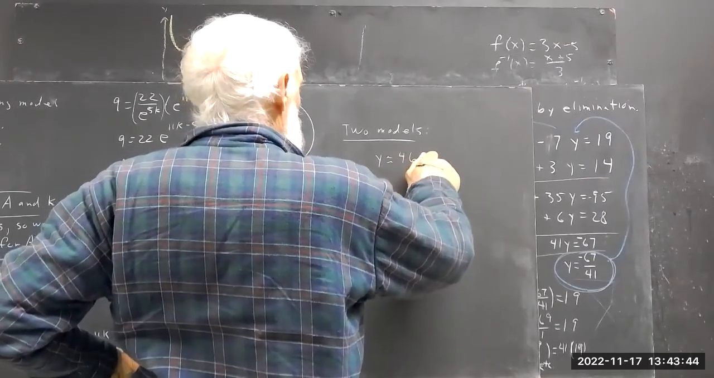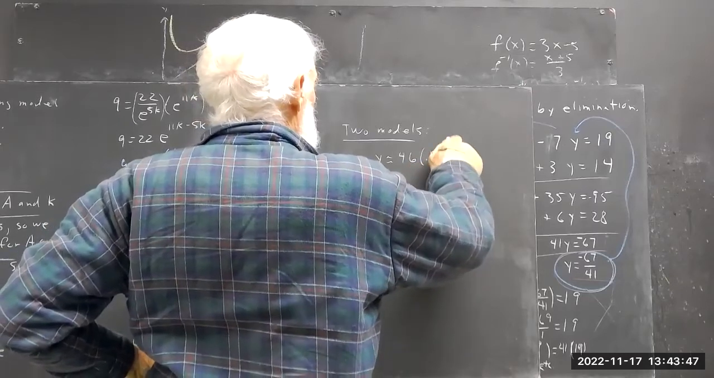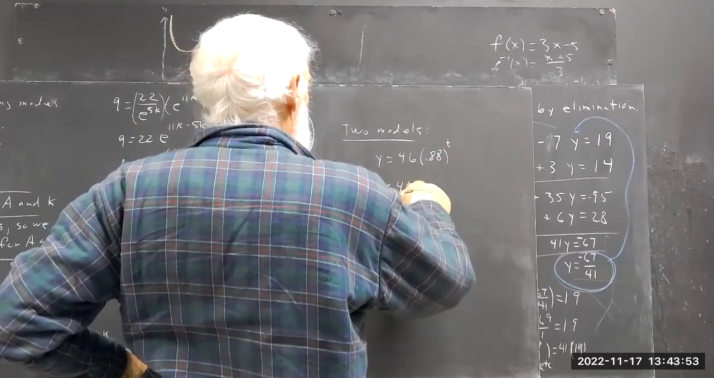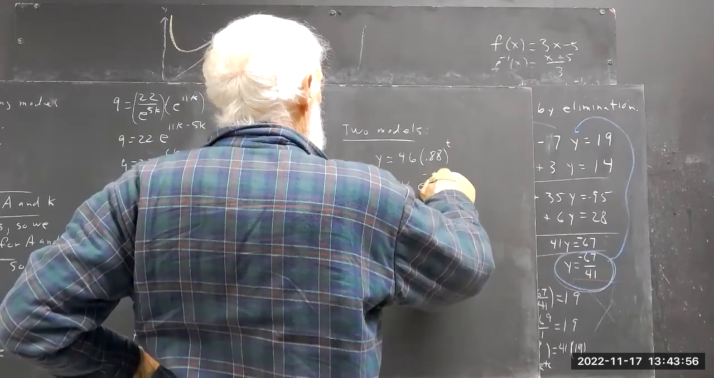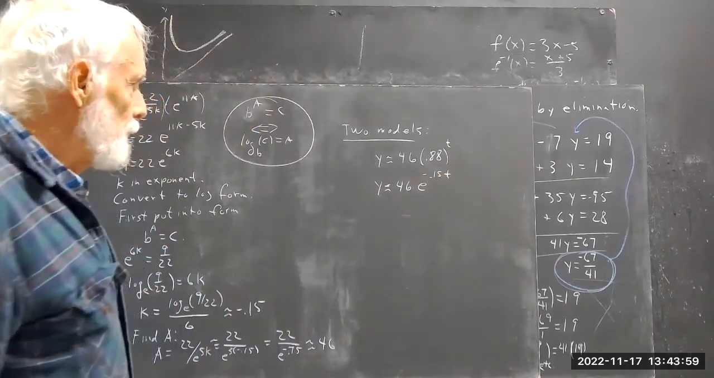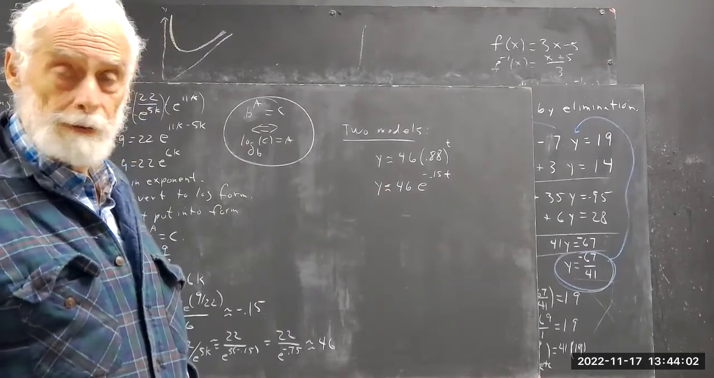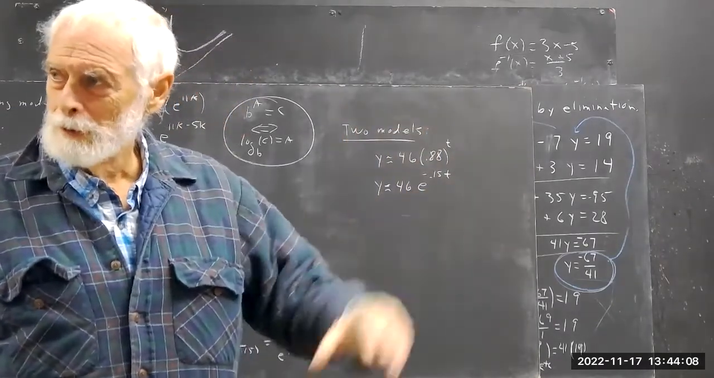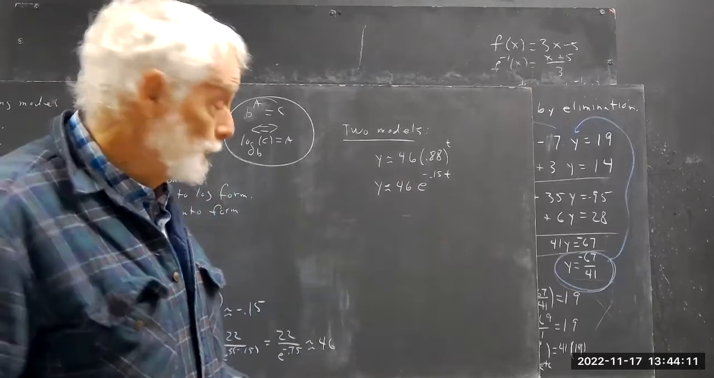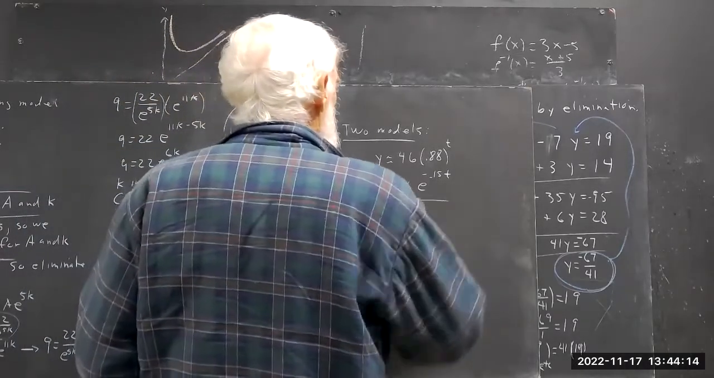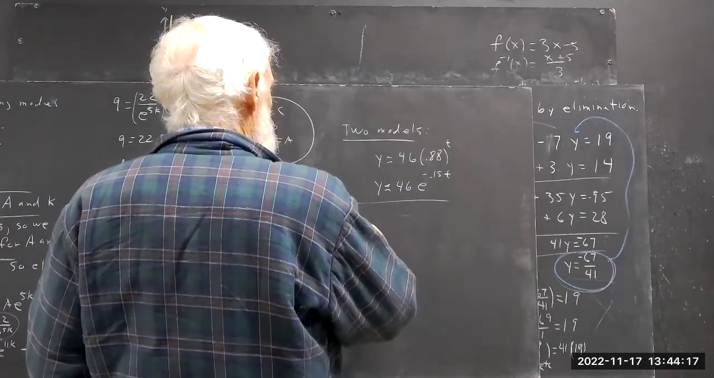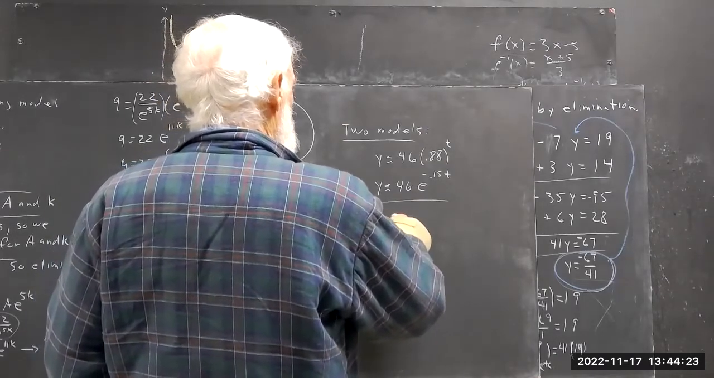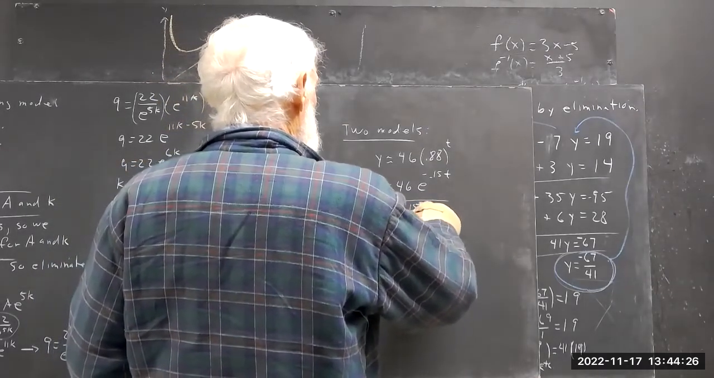I'll use 46 instead of 44 with my 0.88 to the T. Minus 46 e to the negative 0.15 T. Why should these be the same? Or nearly the same, reasonably, up to the approximations. Well, let's just look at 46 e to the negative 0.15 T.